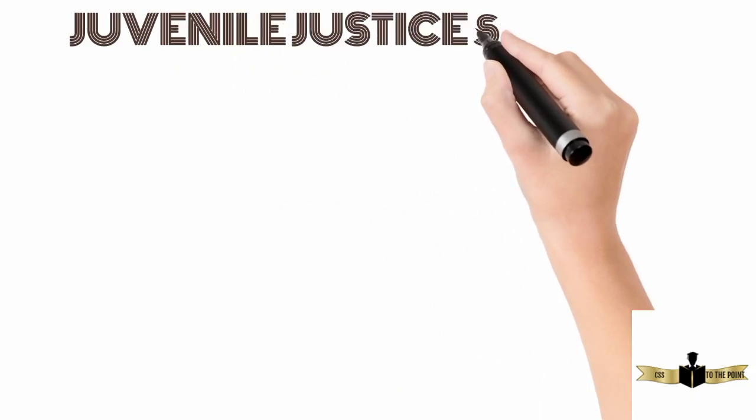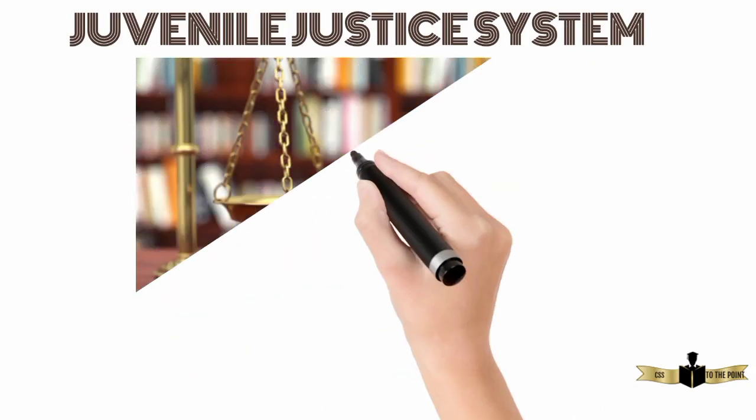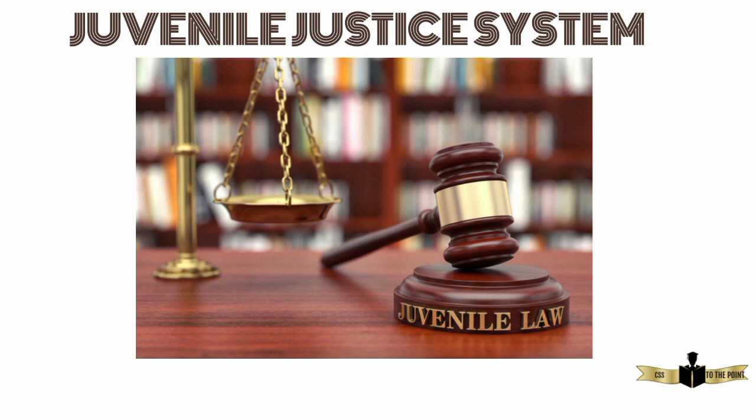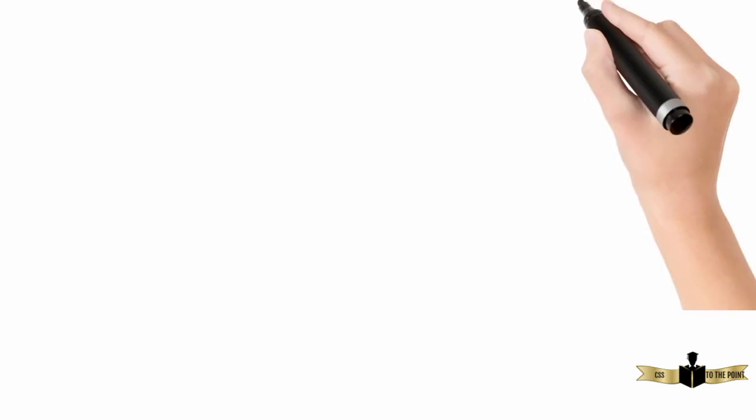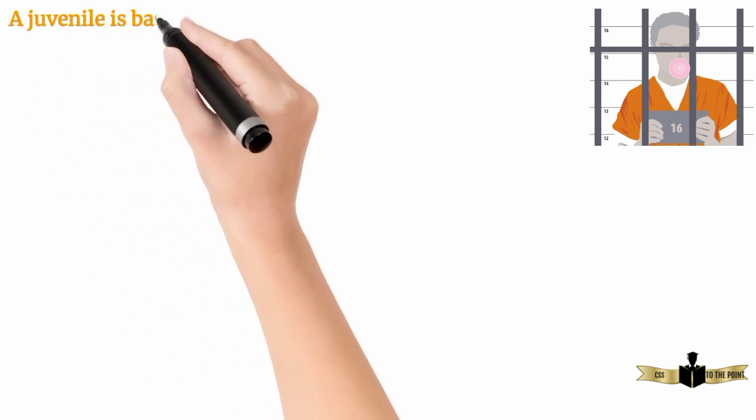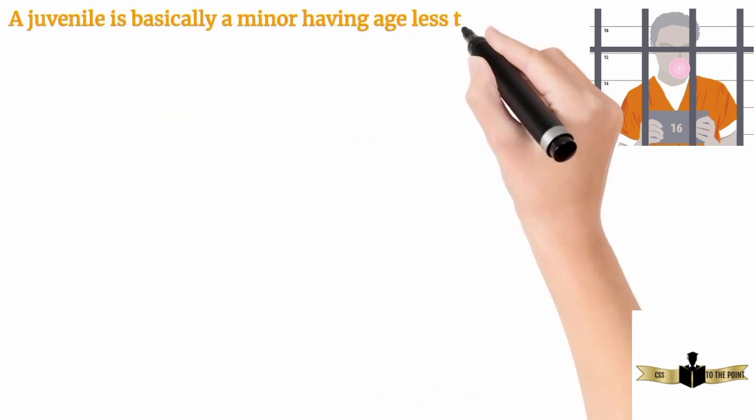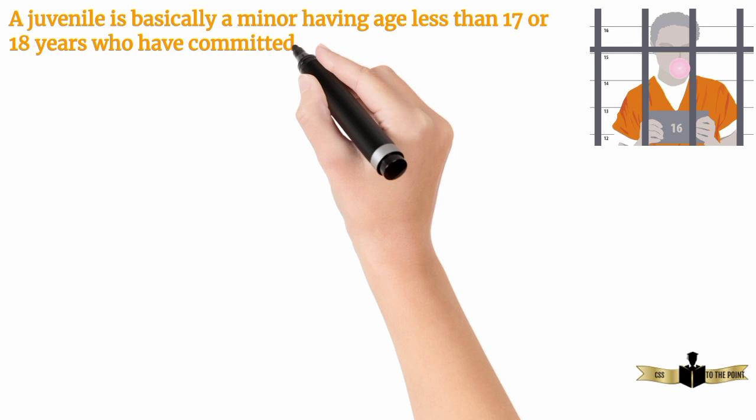Hello everyone. Today our topic is the juvenile justice system. So let's dissect this topic in complete depth. As we already learned in our previous lecture, a juvenile is basically a minor, having an age of less than 17 or 18 years, who has committed a crime.